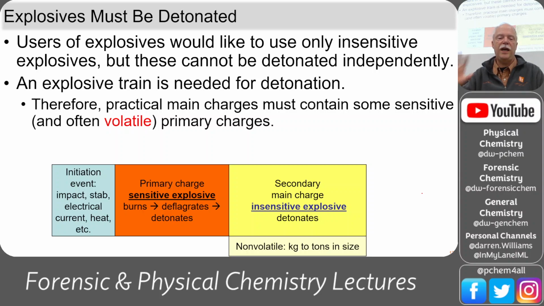So these main charges are typically non-volatile, which can range from kilograms to tons in size. So that's the big part of the explosive device that could cause a large effect, right? Either death or destruction. But the primary explosives are the ones that are volatile. So that's the stinky part of the bomb that we would detect if we're an analytical chemist.